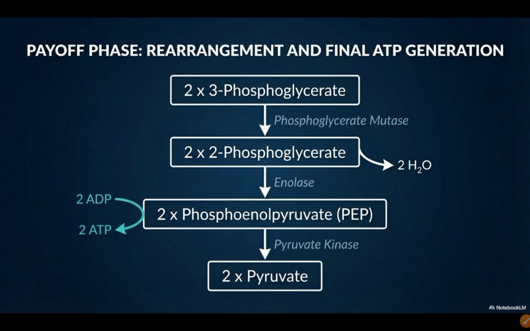From there we convert 3-phosphoglycerate to 2-phosphoglycerate by phosphoglycerate mutase. Then enolase converts 2-phosphoglycerate to phosphoenolpyruvate. From there we convert phosphoenolpyruvate to pyruvate by an enzyme known as pyruvate kinase. So this is all I have for you.